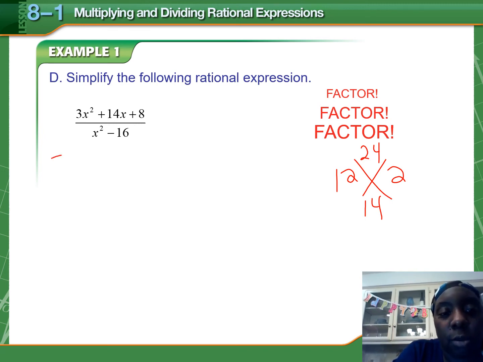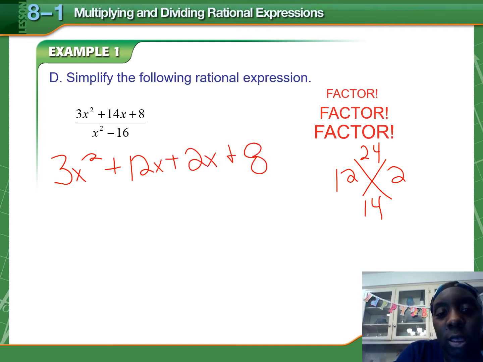Let's see. All right, got my pen working. 3x squared plus 12x plus 2x plus 8. All right, my first two terms here have a common factor of 3x. So I have 3x times x plus 4, if you guys remember that.